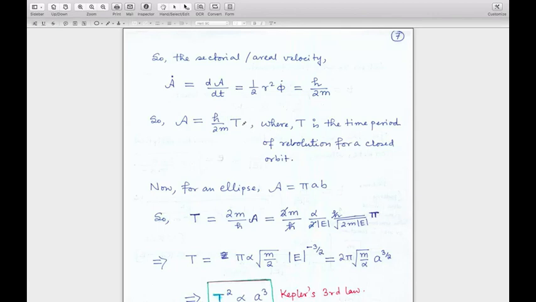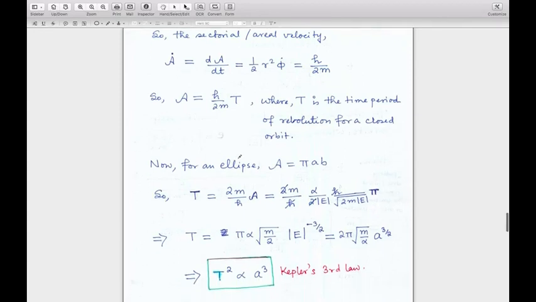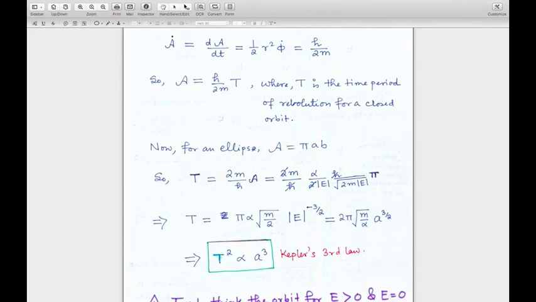The calculation of the area is possible when we are talking about a closed orbit, right? Here we are just talking about the closed orbit, and for an ellipse, this area is nothing but pi times semi-major axis times semi-minor axis, pi a b, right? And T is 2m by h times A. From this definition you can easily write this, and then A is pi a b, so pi will be over here and a will be alpha by 2 mod of E.